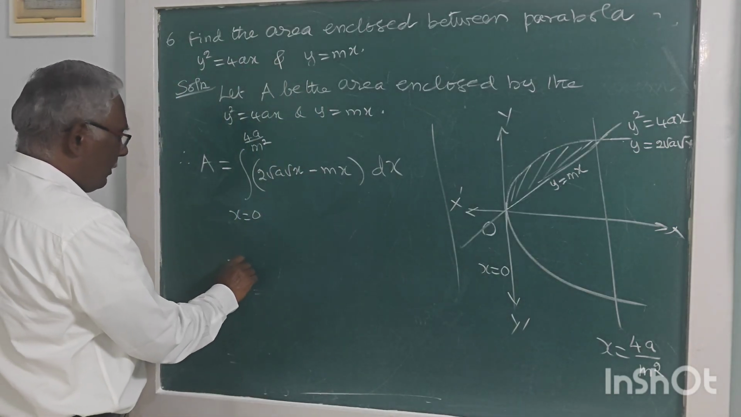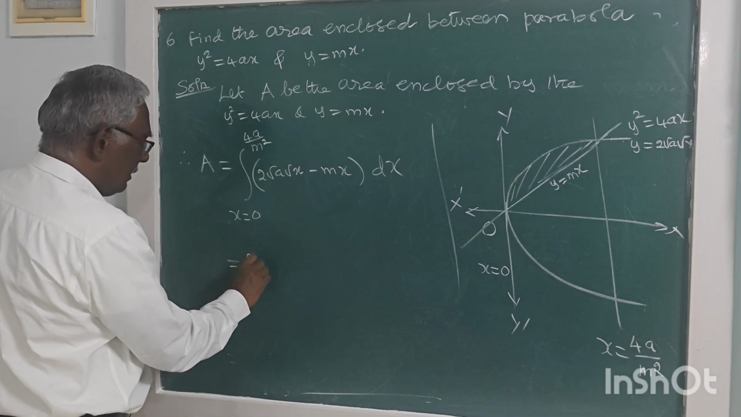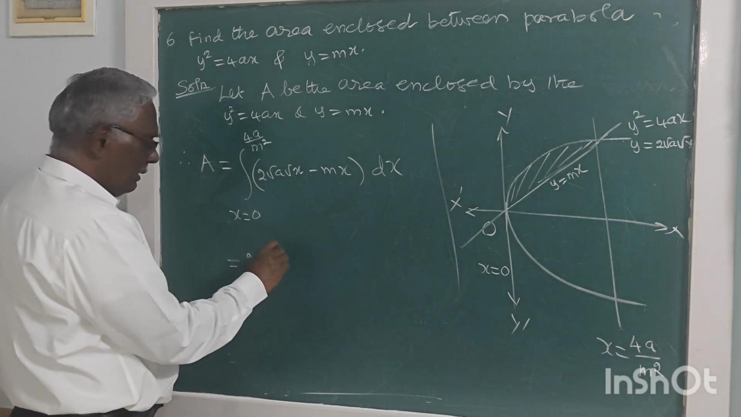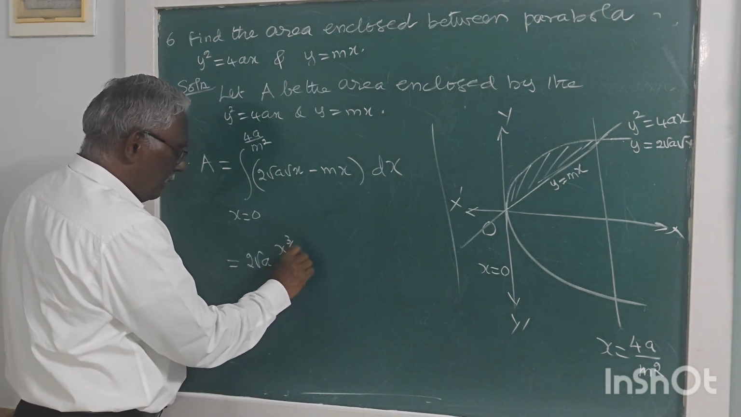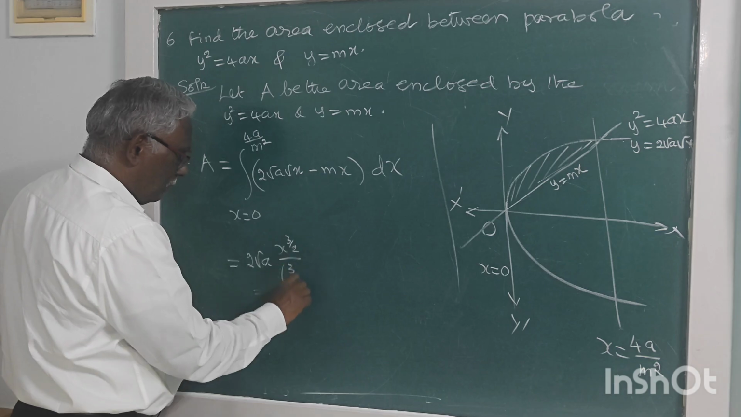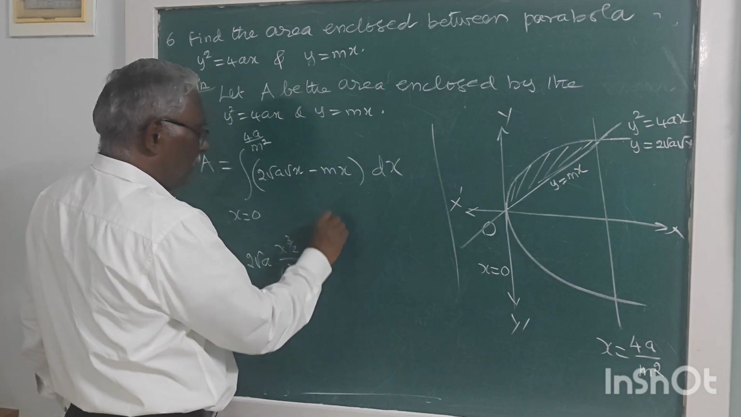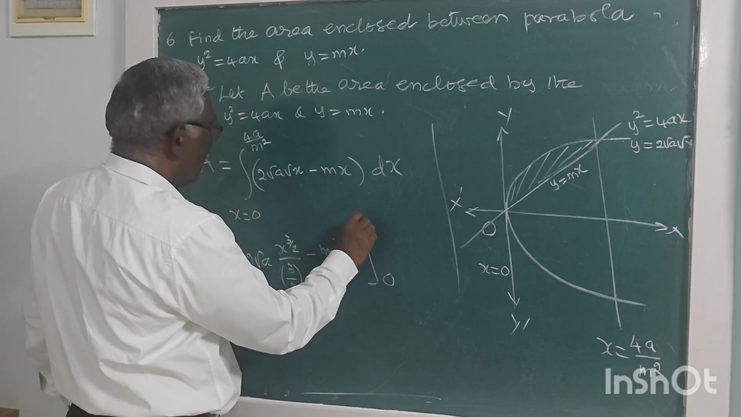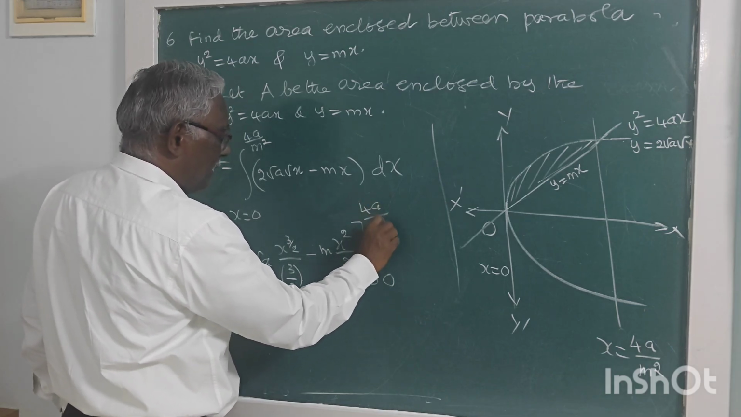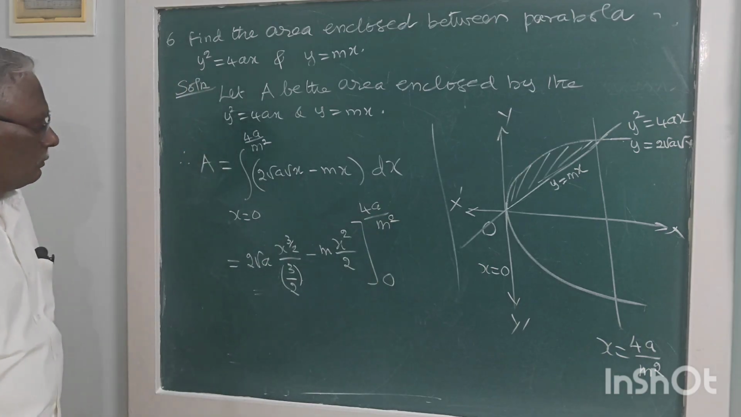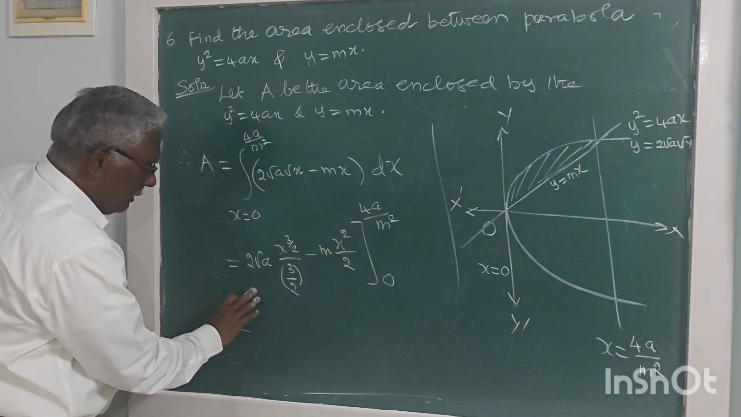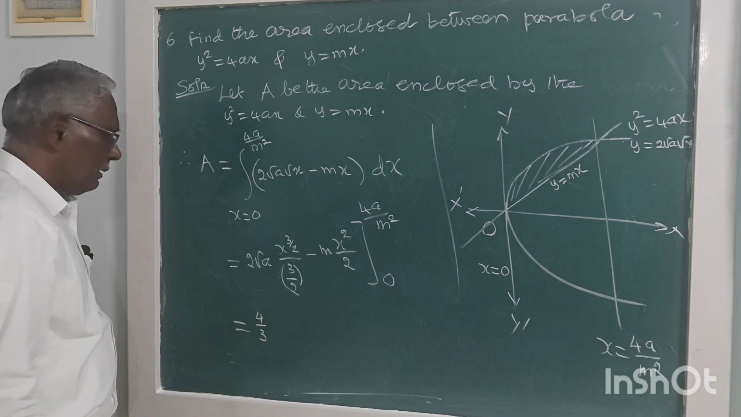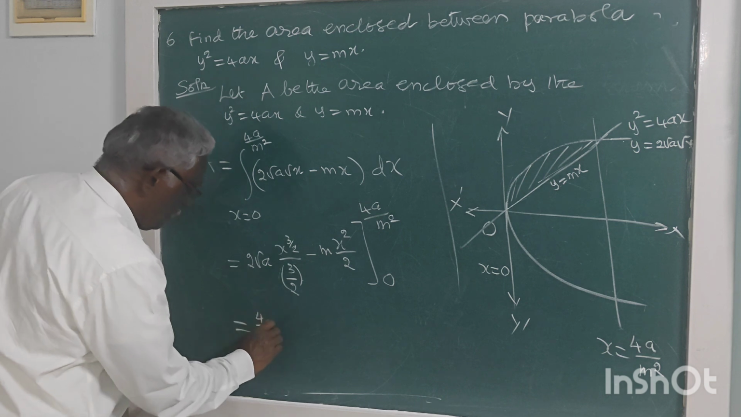Now we'll take 2 root a outside. On integrating root x, what will we get? x power 3 by 2 by 3 by 2, minus m x square by 2, from 0 to 4a by m square. So this will be 4 by 3 times root a.